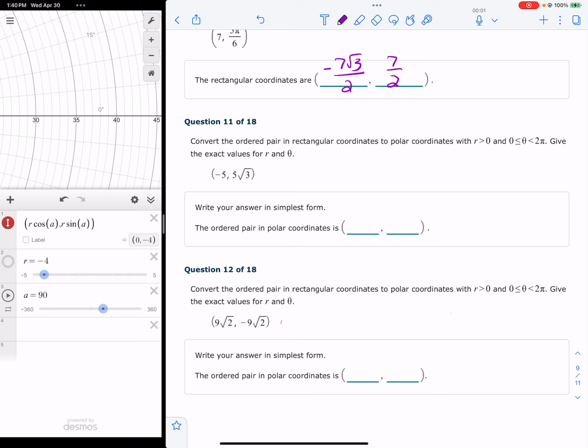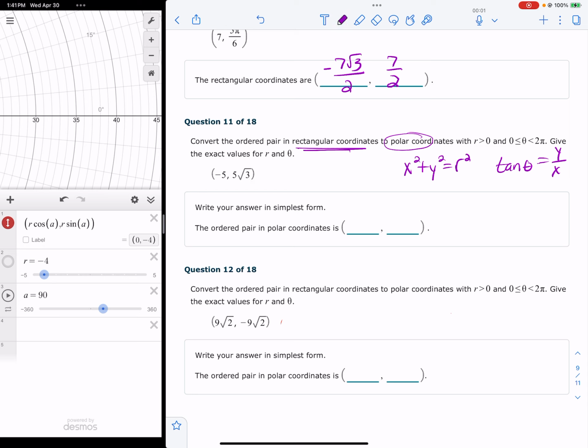Now 11 is asking us to go from rectangular to polar. So the equations that you need for that are x squared plus y squared equals r squared. And then you need the tangent of theta is y over x. And the reason we choose tangent is because by definition, our other trig functions use r, like the sine is y over r. The cosine is x over r. But tangent is y over x, doesn't involve an r. So we literally can just divide your x and your y for tangent.